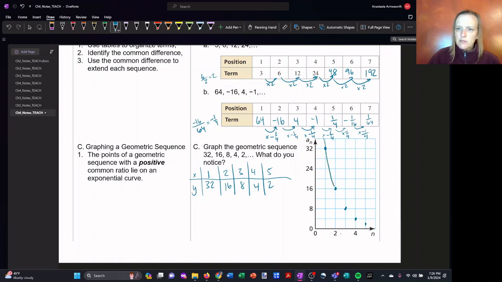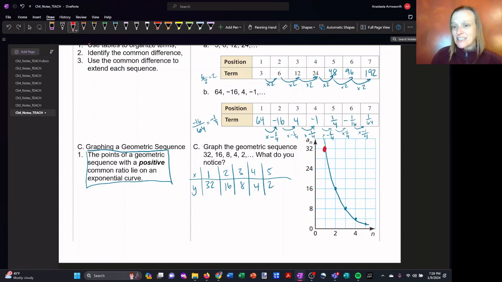And hopefully this looks familiar to you. Hopefully that curve shape, either downward or upward, reminds you of an exponential graph. So that is the pattern we want you to notice. Points of a geometric sequence with a positive common ratio lie on an exponential curve. They lie on an exponential curve. And I've drawn that curve in there so that you would recognize it as being an exponential curve.